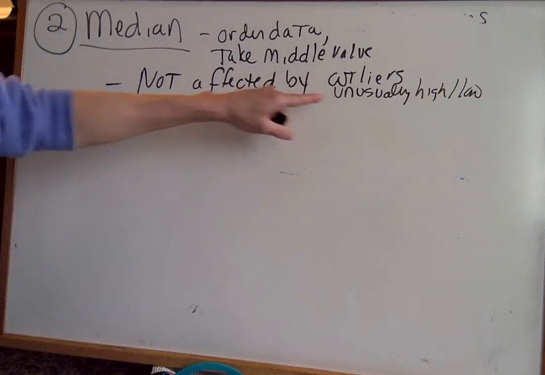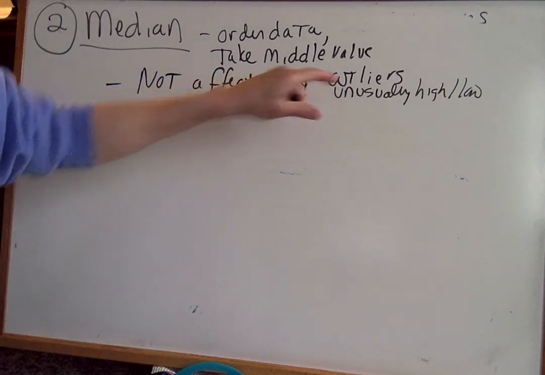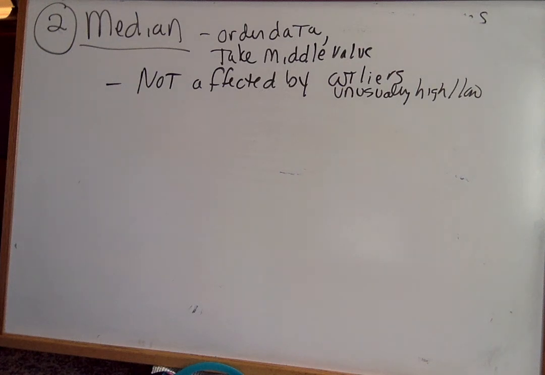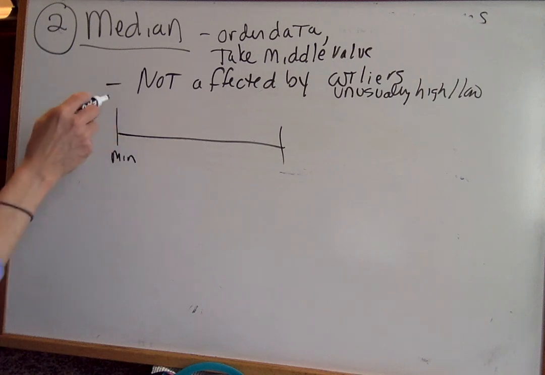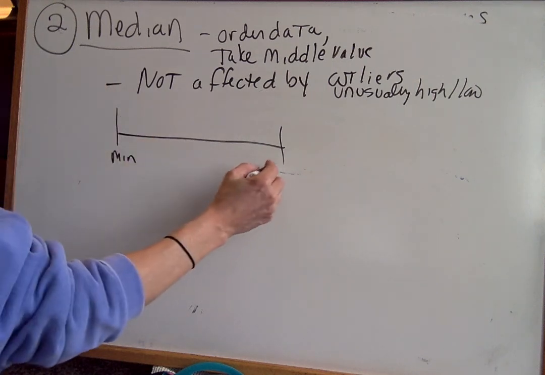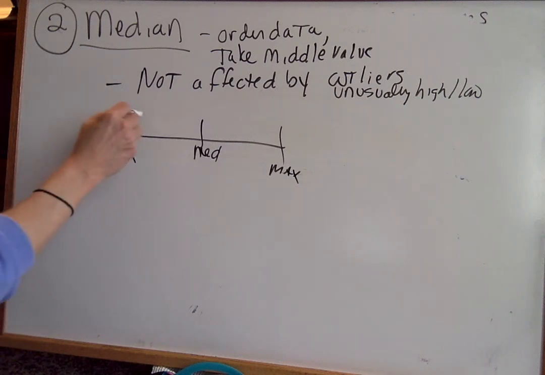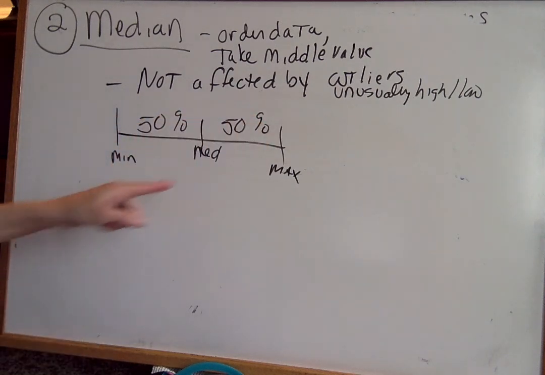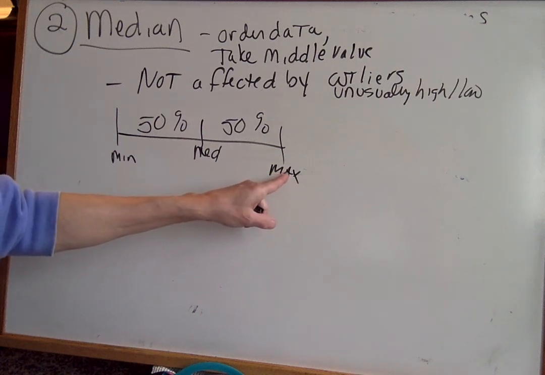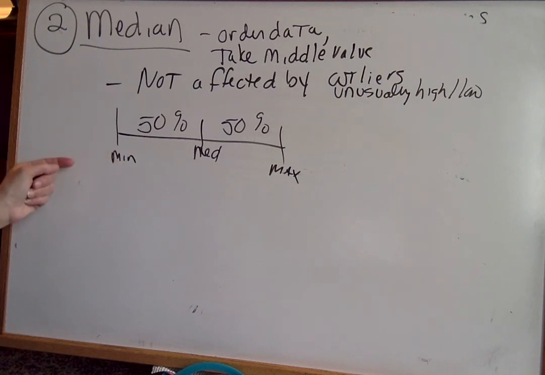Okay, so remember how I called it unusually high or low values just a minute ago? A generic word for that is outlier. Because think about it. Here's your min, because it's really just a measure of position, right? Here's your max. Here's your median, cuts the data in half. 50% below, 50% above. So you could take that max and add a trillion to it. It's not affecting the median. You could take the min and bring it down to 0. It's not affecting the median.